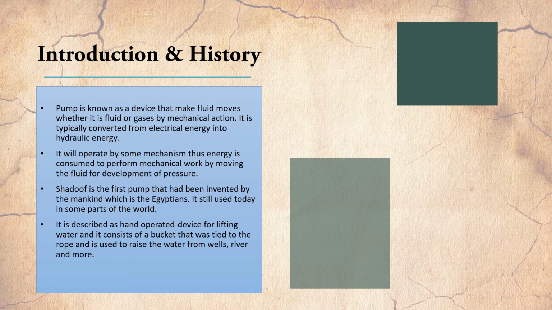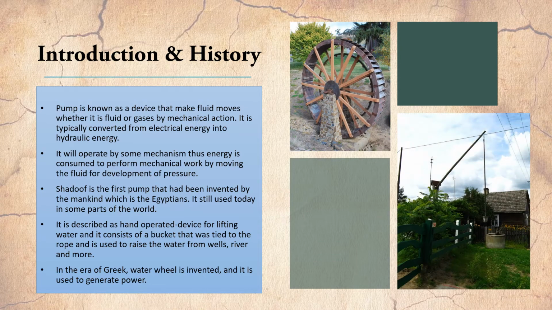It is described as a hand-operated device for lifting water, and it consists of a bucket that was tied to a rope and is used to raise the water from wells, rivers and more. In the era of the Greeks, the water wheel was invented and it is used to generate power. Those pictures are examples of the water wheel and shiduf.